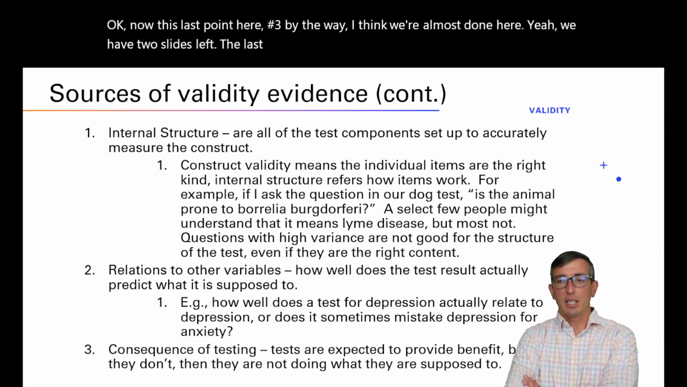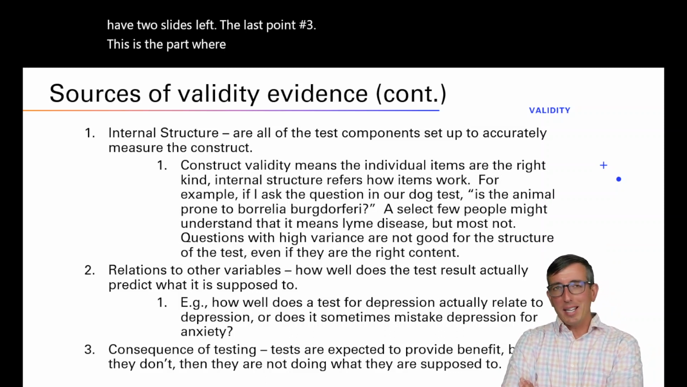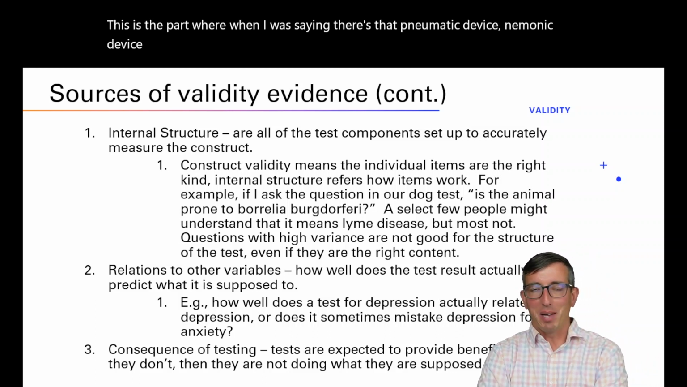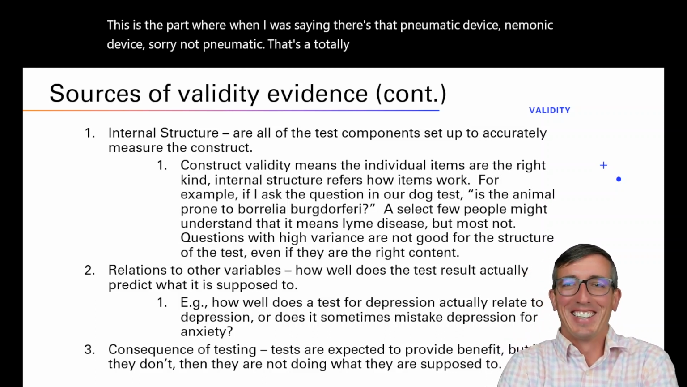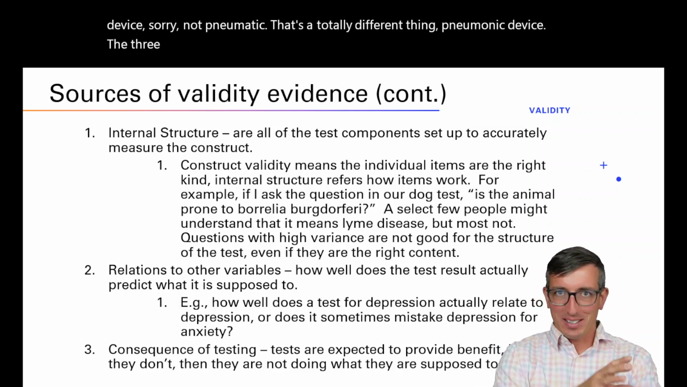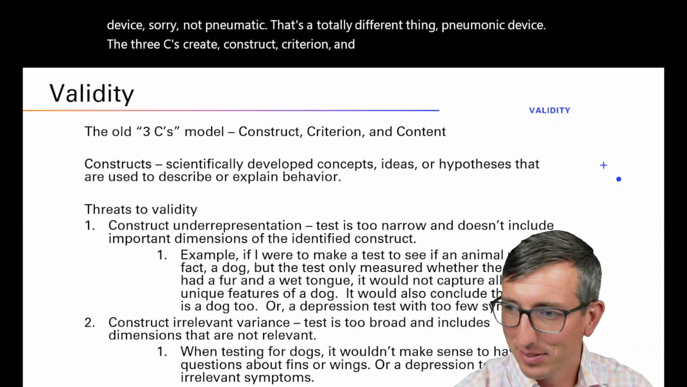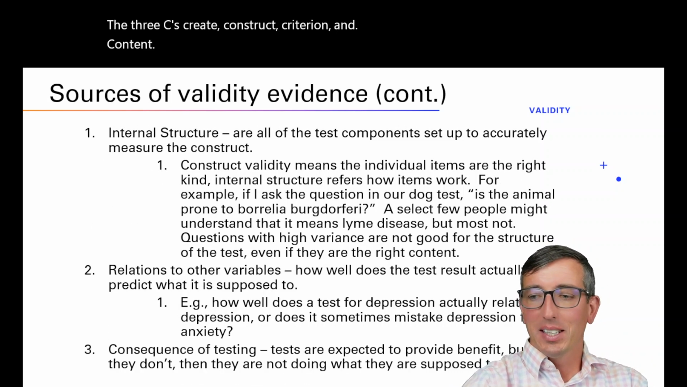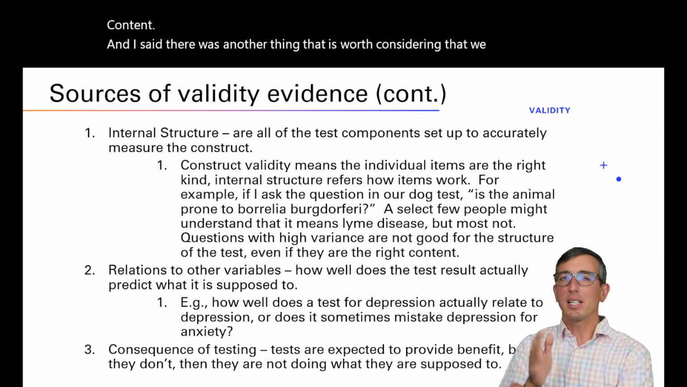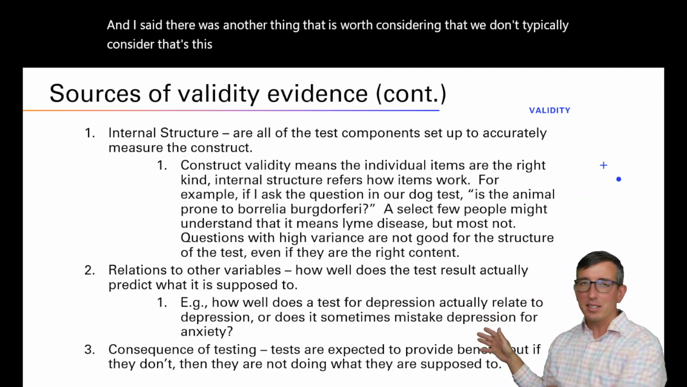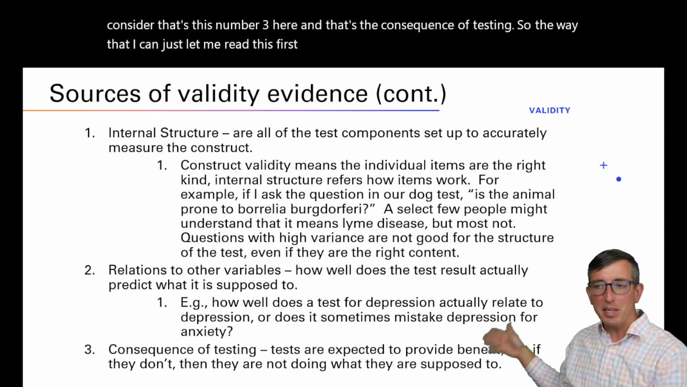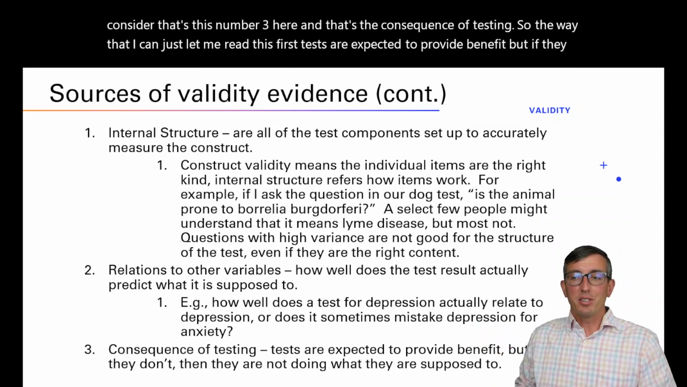The last point, number 3, this is the part where I was saying there's that mnemonic device, sorry, not pneumatic. That's a totally different thing. Mnemonic device. The 3 C's: construct, criterion, and content. And I said there was another thing that is worth considering that we don't typically consider. That's this number 3 here, and that's the consequence of testing. Let me read this first. Tests are expected to provide benefit, but if they don't, then they're not doing what they're supposed to do.